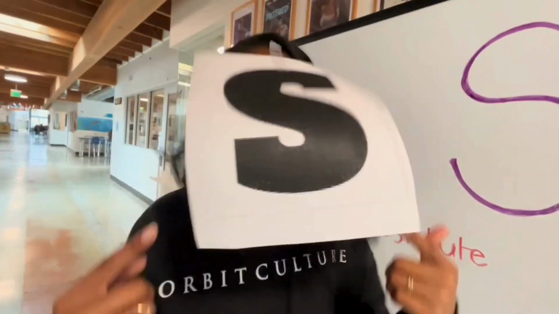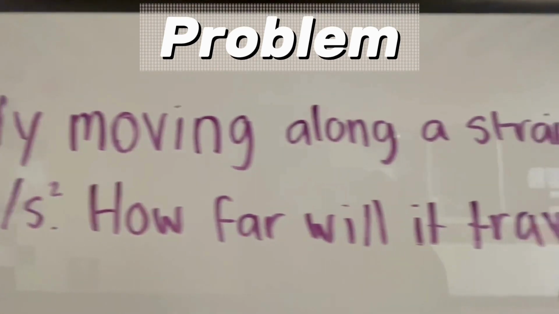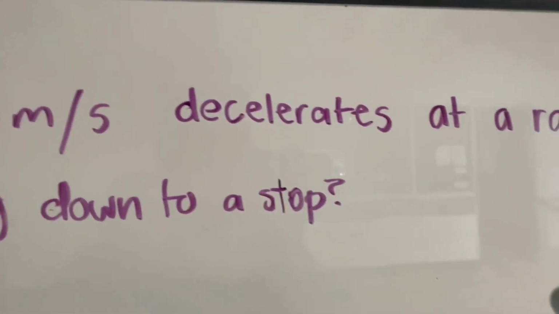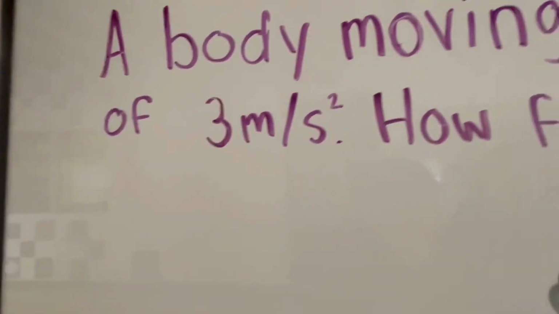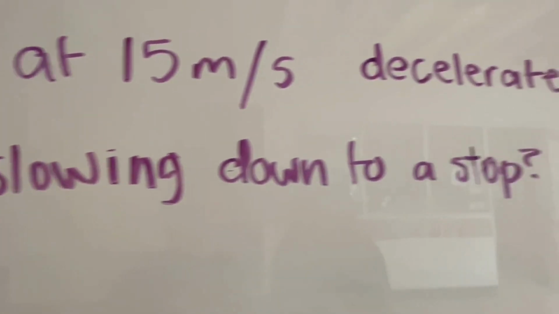S, substitute. S, solve. A body moving along a straight line at 15 meters per second decelerates at a rate of 3 meters per second squared. How far will it travel while slowing down to a stop?